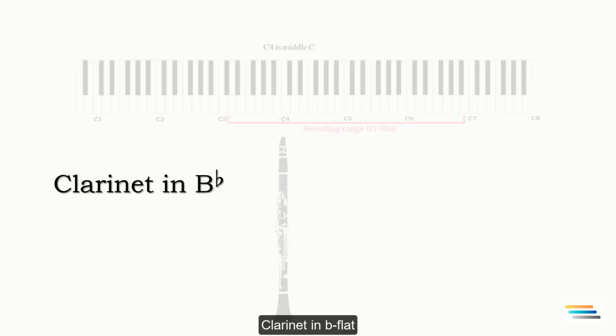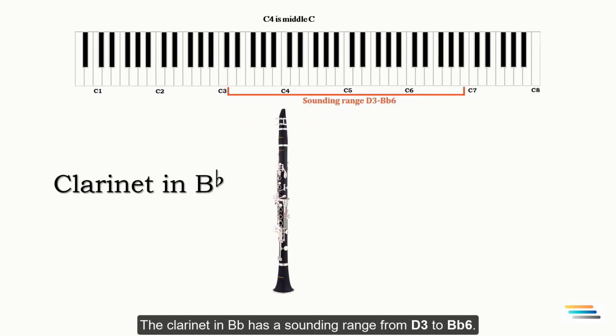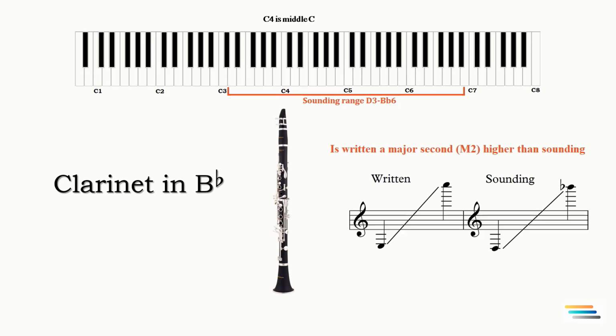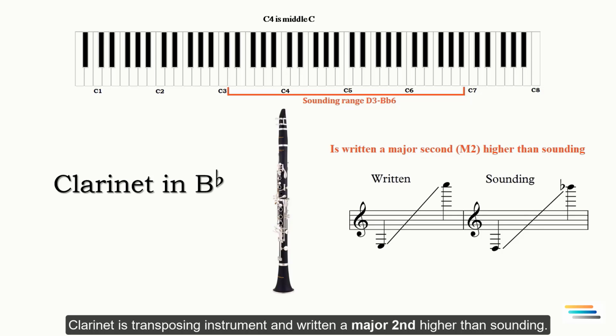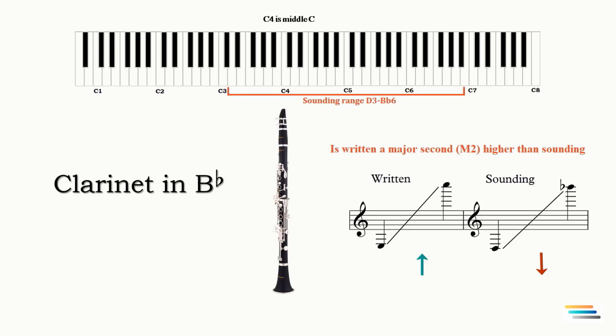Clarinet in B flat. The clarinet in B flat has a sounding range from D3 to B flat 6. The clarinet is a transposing instrument and is written a major second higher than sounding. Notation is in treble clef.